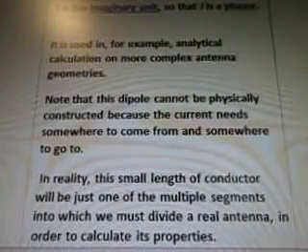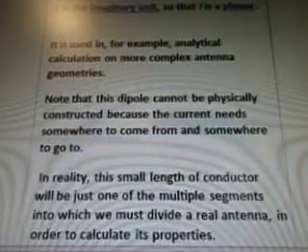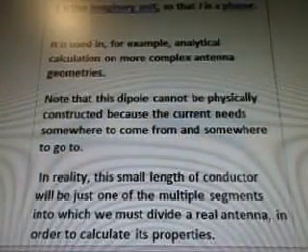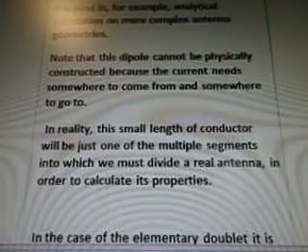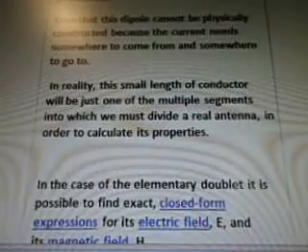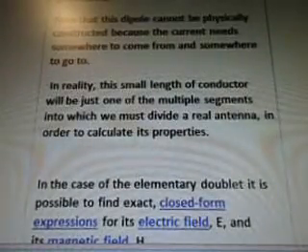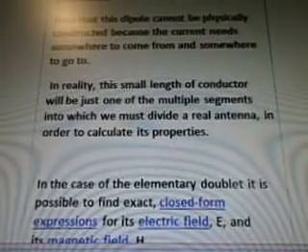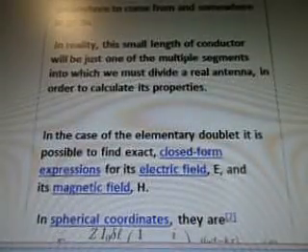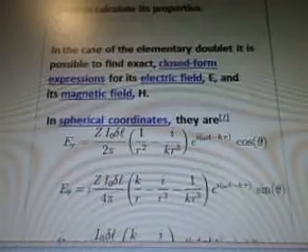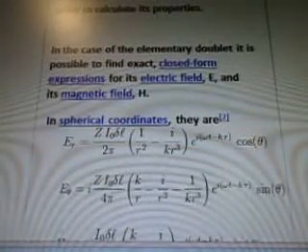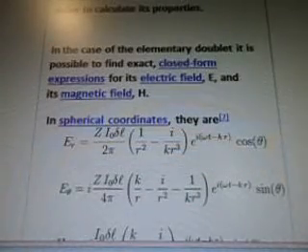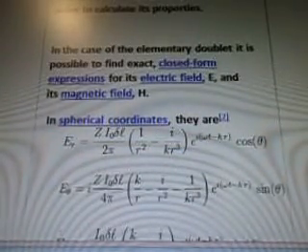I'm half asleep, sorry. I was up all night working on something. Note that this dipole cannot be physically constructed because the current needs somewhere to go, or somewhere to come from and somewhere to go to. In reality, this small length of conductor will be just one of the multiple segments into which we must divide a real antenna in order to calculate its properties. In the case of the elementary doublet, it is possible to find exact closed-form expressions for its electric field E and its magnetic field H.